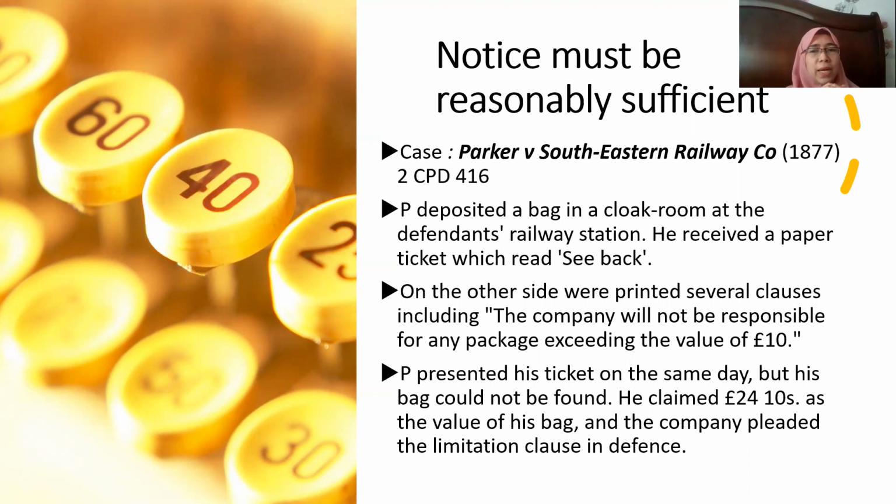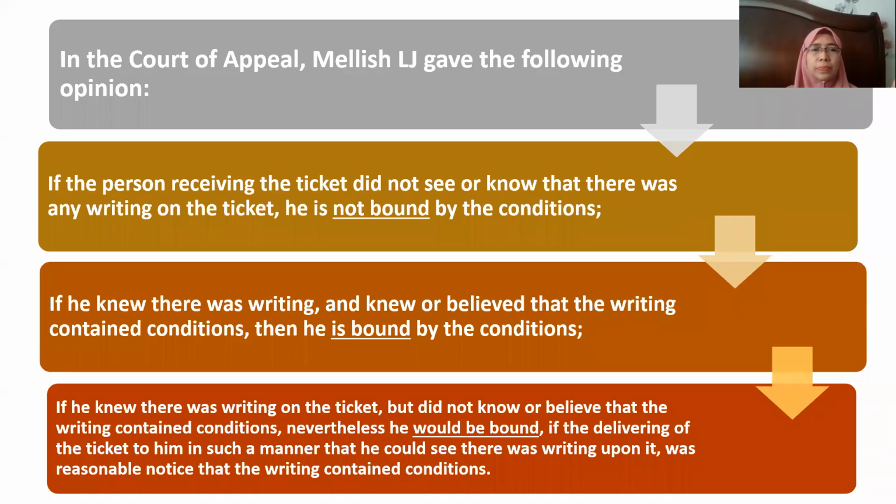So the company will not be responsible for any package exceeding the value of 10 pounds. This is what we call a limitation clause, meaning a certain limit to the payment of compensation later. The plaintiff presented his ticket on the same day, but his bag was missing and could not be found. He claimed the value of the bag, the total loss here, 24 pounds 10 shillings. But the company pleaded, no, we are going to pay you up to 10 pounds only. The company pleaded the limitation clause in defense.